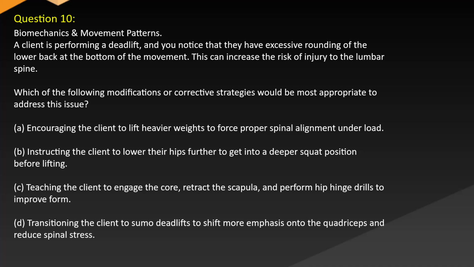Question 10. Biomechanics and movement patterns. A client is performing a deadlift and you notice that they have excessive rounding of the lower back at the bottom of the movement. This can increase the risk of injury to the lumbar spine. Which of the following modifications or corrective strategies would be most appropriate to address this issue? A. Encouraging the client to lift heavier weights to force proper spinal alignment under load. B. Instructing the client to lower their hips further to get into a deeper squat position before lifting. C. Teaching the client to engage the core, retract the scapula, and perform hip hinge drills to improve form. D. Transitioning the client to sumo deadlifts to shift more emphasis onto the quadriceps and reduce spinal stress.